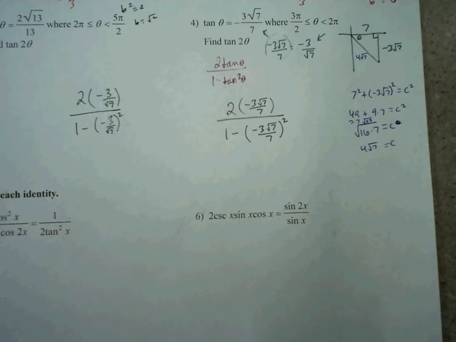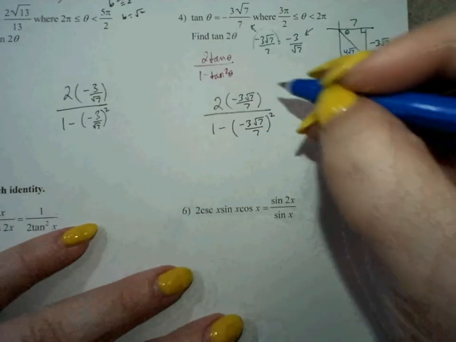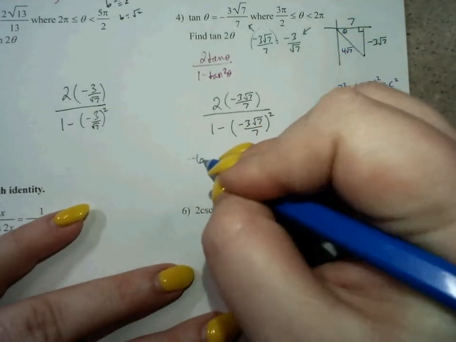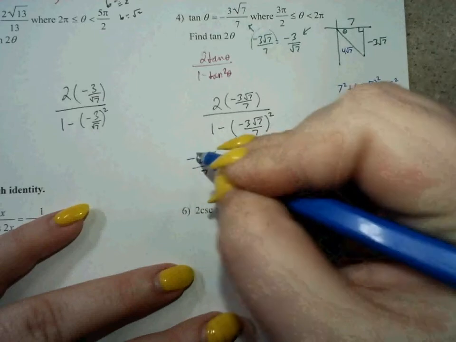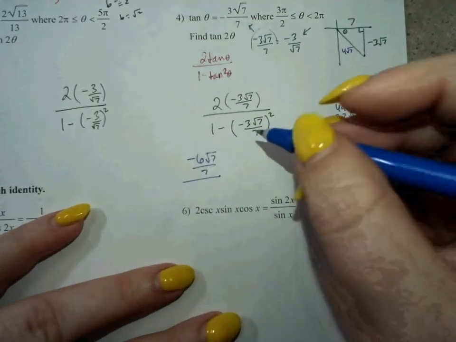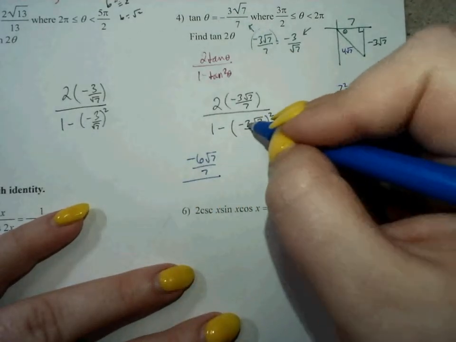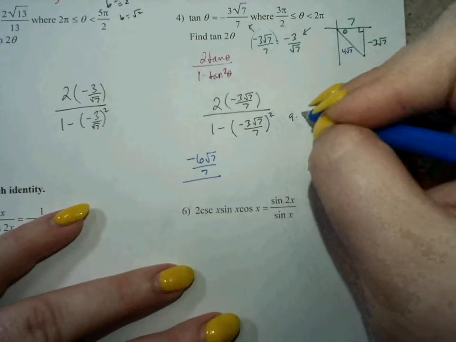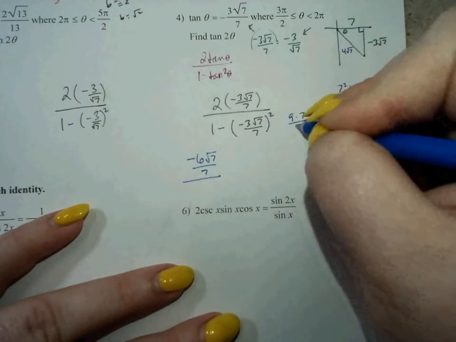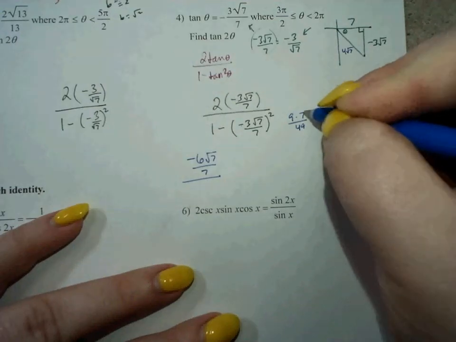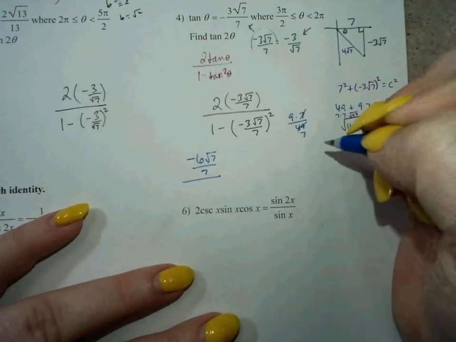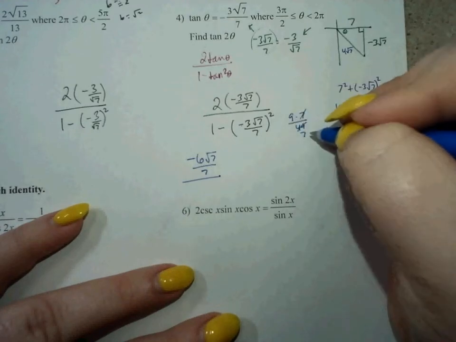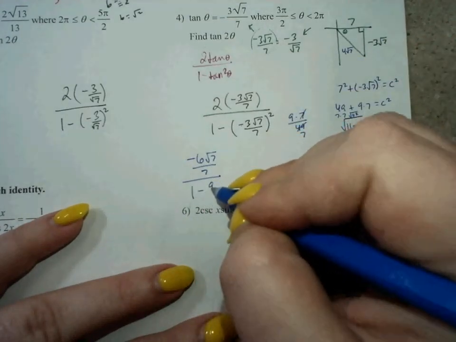So for this one, in my numerator I get negative 6 root 7 over 7. And in my denominator, I get, well, this right here is going to be negative 3 squared is 9, square root of 7 squared is 7, and 7 squared is 49. The 7 and the 49 can simplify to just a 7 in the denominator. So all of this squared is just 9 sevenths. So I'm just going to put 1 minus 9 sevenths.